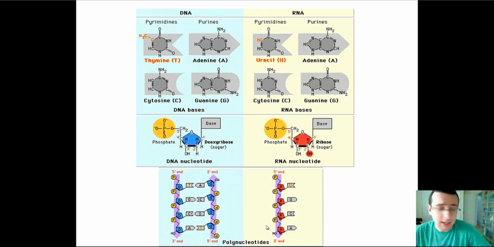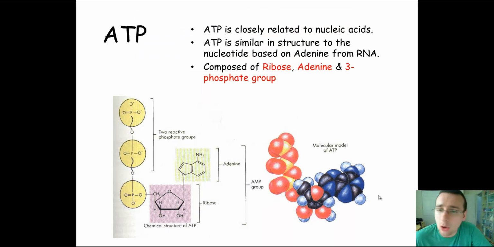Another big difference is that the sugar is different, because the RNA nucleotide contains ribose, not deoxyribose, which is missing oxygen on the second carbon, as you see in the picture here. They also have different functions. DNA stores all genetic information, and RNA is mostly involved with transferring that information into actual protein.